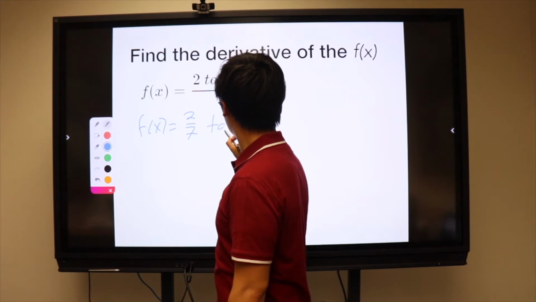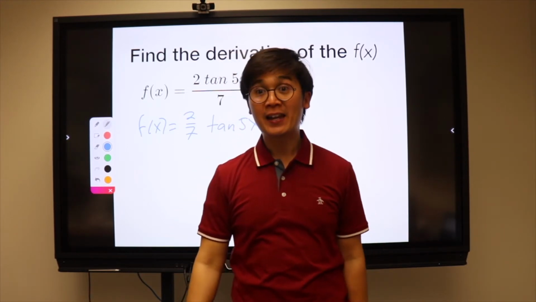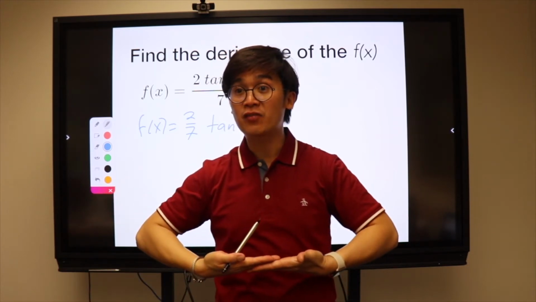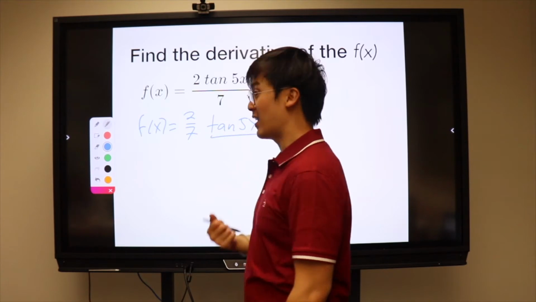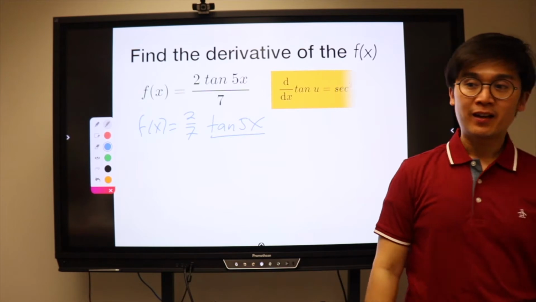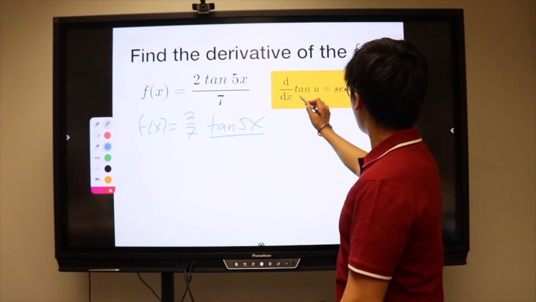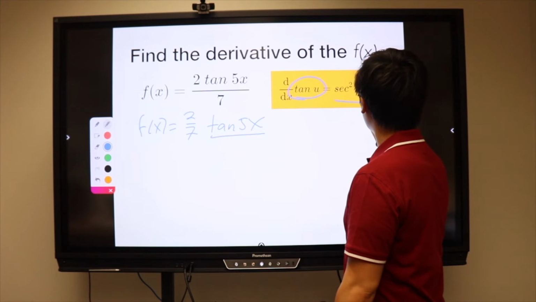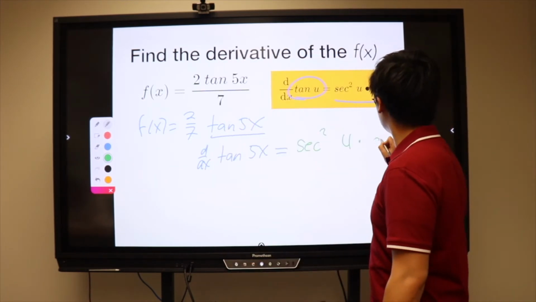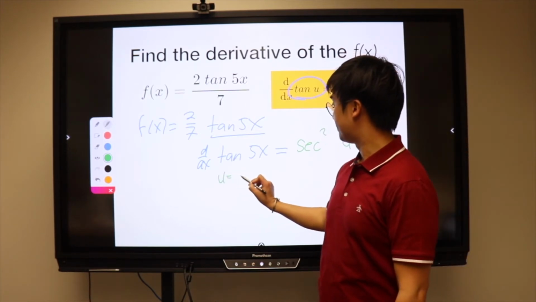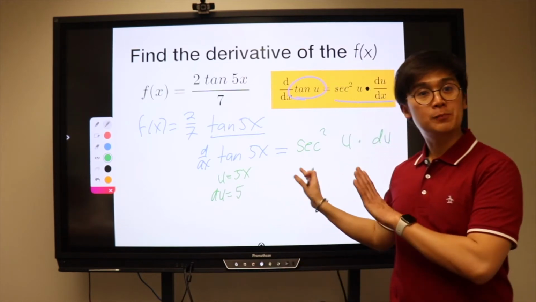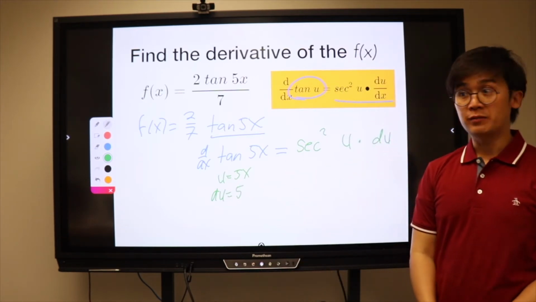2/7. Yes. And now you have a constant that you can ignore for a while and focus on the f of x. And your f of x is there. And now you're going to differentiate using the formula. The formula of tan u is secant squared u du dx. What's the du? 5. And just put them together and you'll have your derivative.